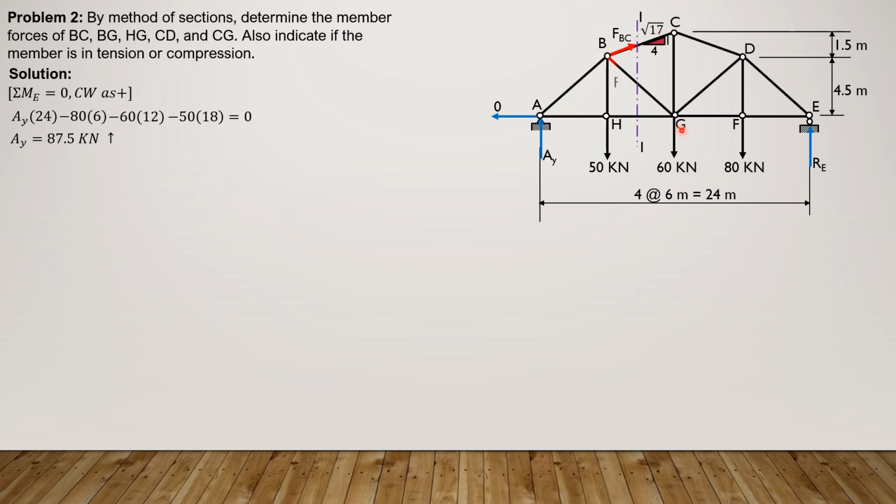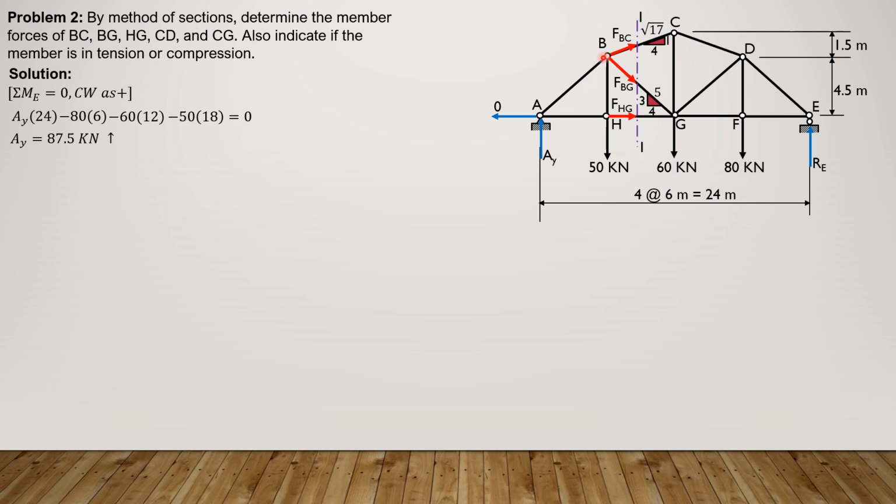Then for BG, we have 6 and 4.5. We can reduce that to 4 horizontal, 3 vertical, then 5 hypotenuse. Then HG is horizontal. First, to solve for the force in member BC, we sum up moments about G so that BG and HG will meet at G and they are not involved in the equation.